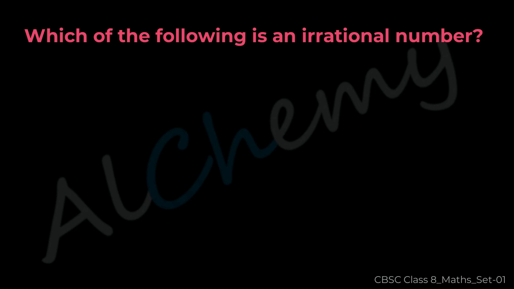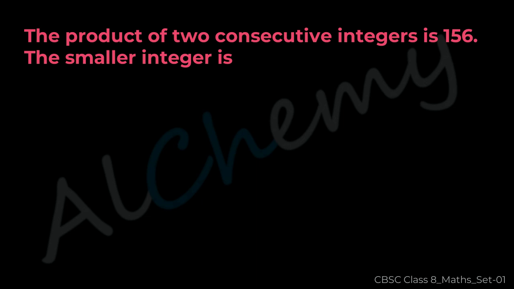5.5. Question 16. Which of the following is an irrational number? Consider the following expression: The correct answer is C 7. Question 17. The product of two consecutive integers is 156.